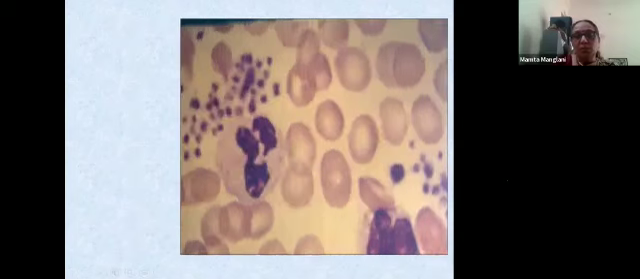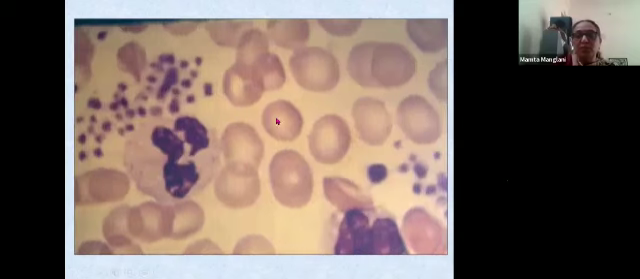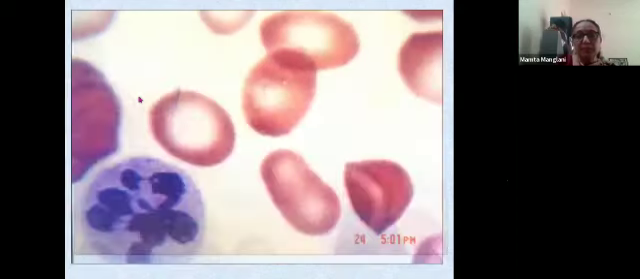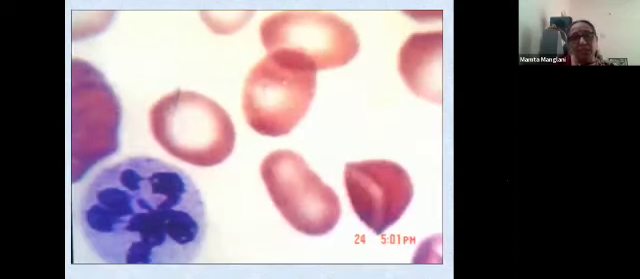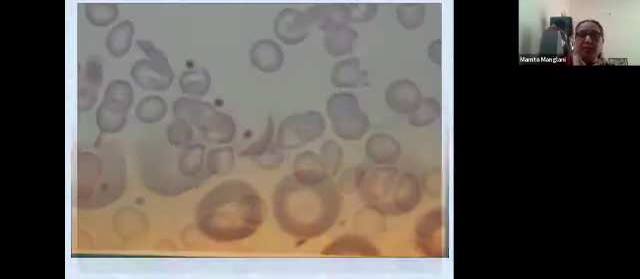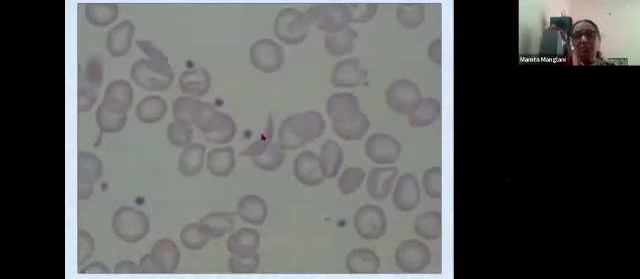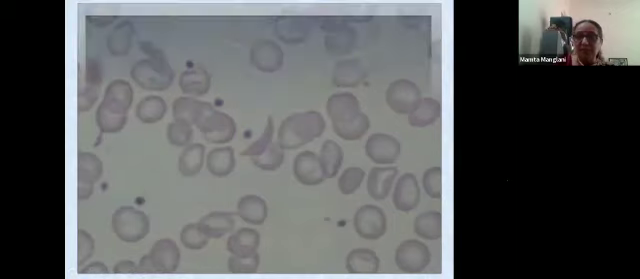So this is a normal peripheral smear where you have RBCs with less than 1/3 central pallor. You have a neutrophil, you have a lymphocyte, you have platelet clumps. This is a megaloblastic smear. I already showed you basophilic stippling. Then this, you have sickle cells, typically irreversibly sickled cells.